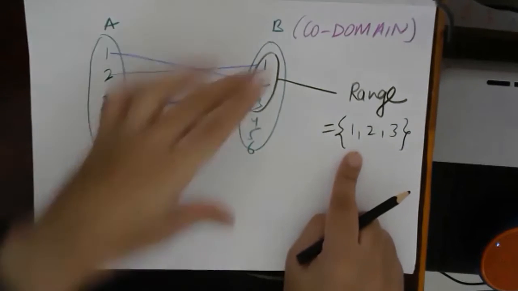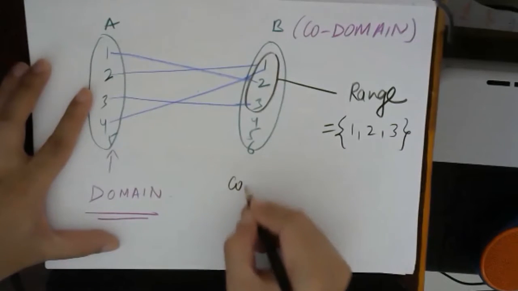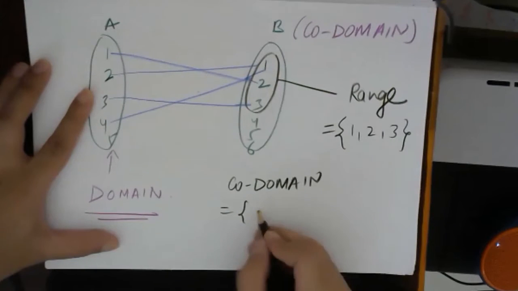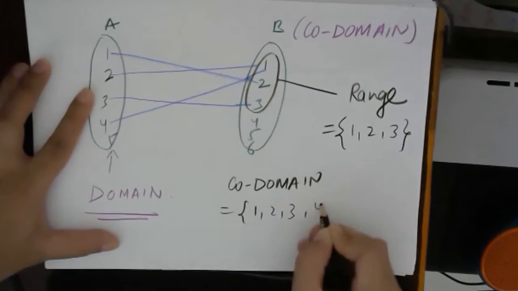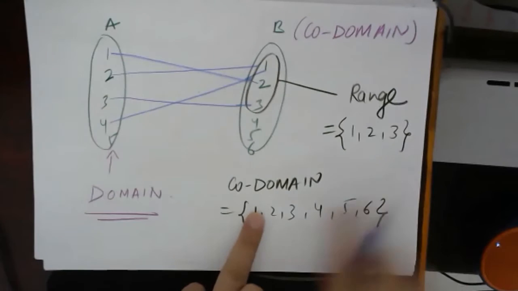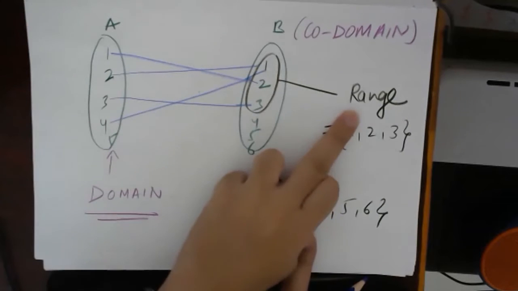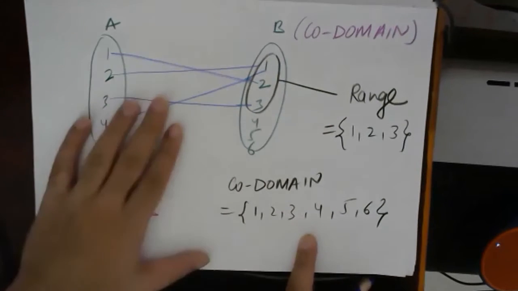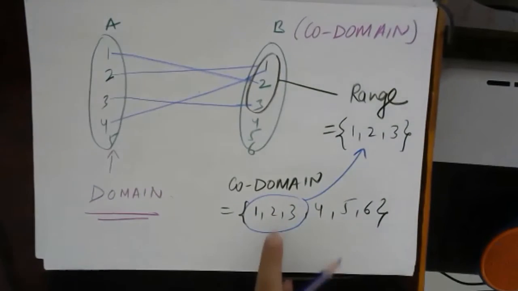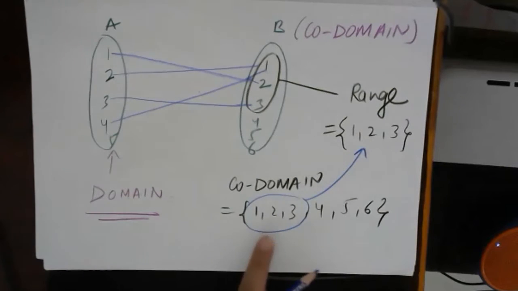Where all these elements, the codomain will be the set which is consisting of 1, 2, 3, 4, 5, and 6. Understood? So here we can see one thing. You can also say, sir, what you are trying to say is that range will always be a subset of codomain. That means range is consisting of these 3 parts. Why? Because only these 3 were used.